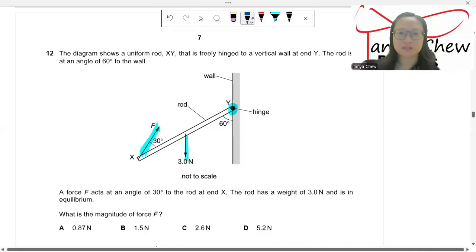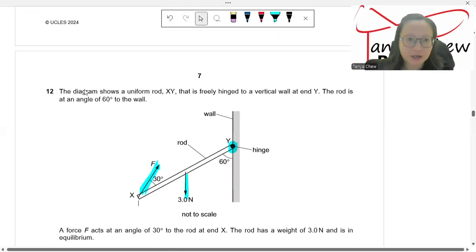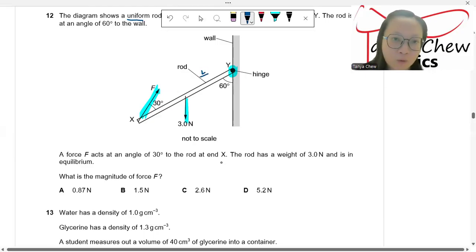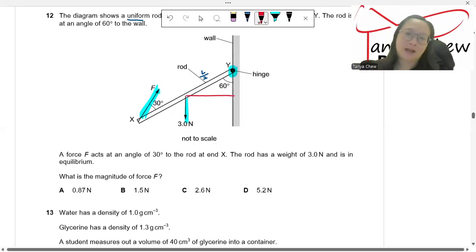So moment, remember, the definition of moment is the force multiplied by the perpendicular distance from the hinge or from the pivot, right? So I would say the length of rod XY is L. Because this is a uniform rod, uniform meaning that the weight of this rod must act at the center of the whole length of the rod. So this will be L over 2. But hey, this is L over 2. I need to find my perpendicular distance, don't you think so? Now, this weight is acting vertically downward, so I need to find a perpendicular distance for the weight, which is here. This is the perpendicular distance of the weight. I put it as D.